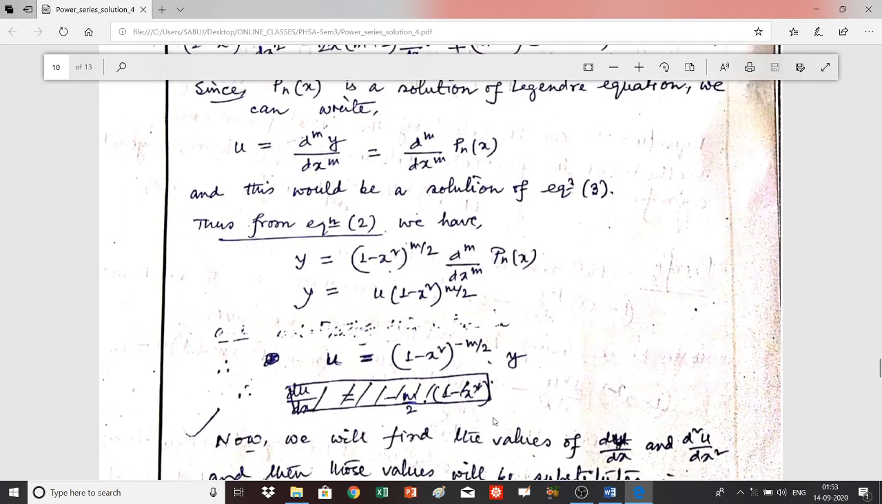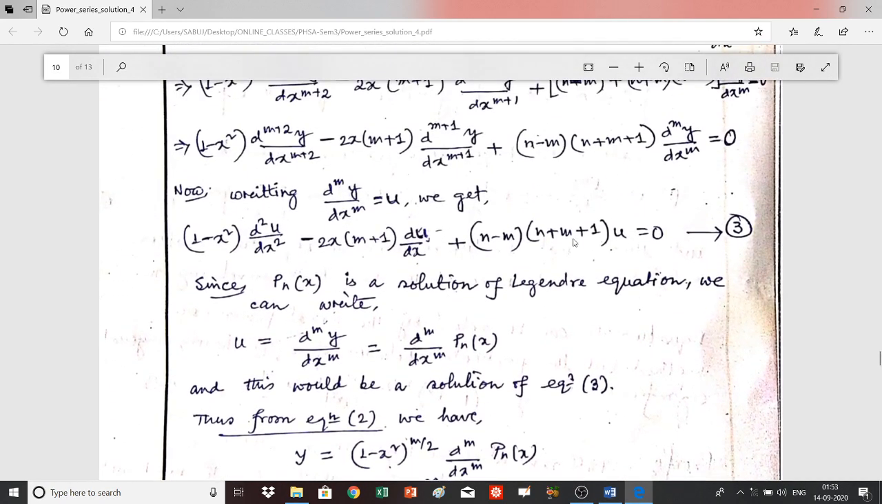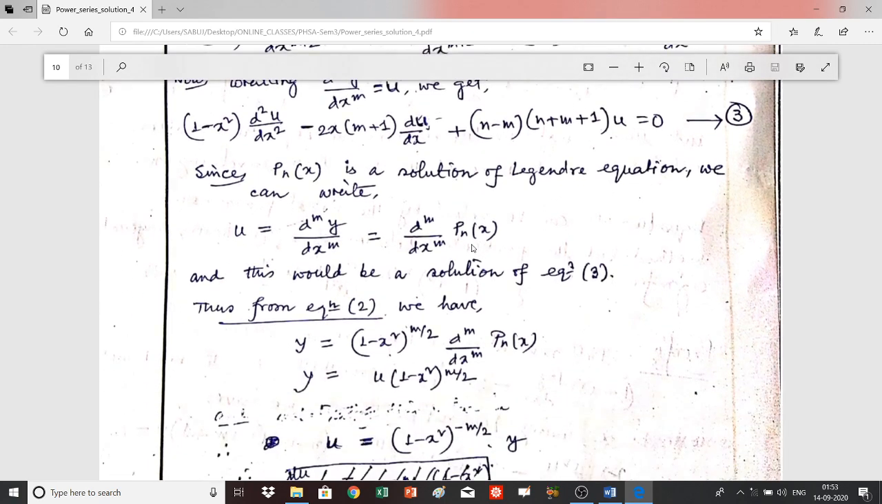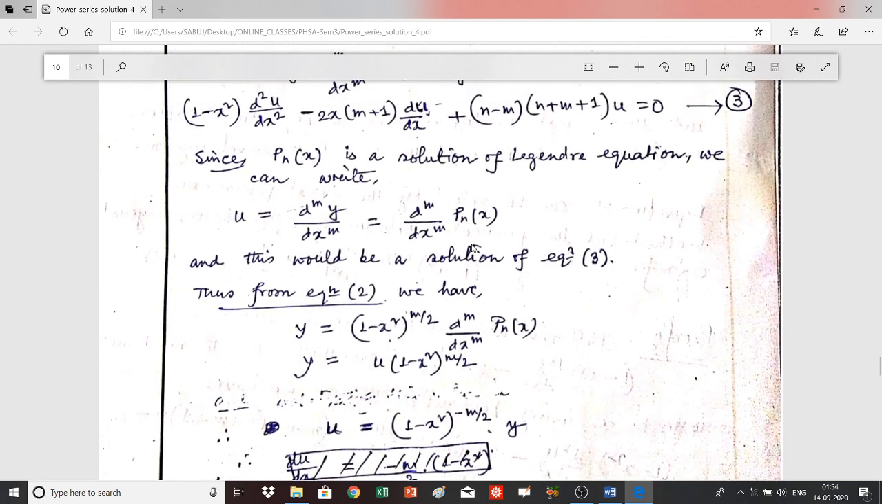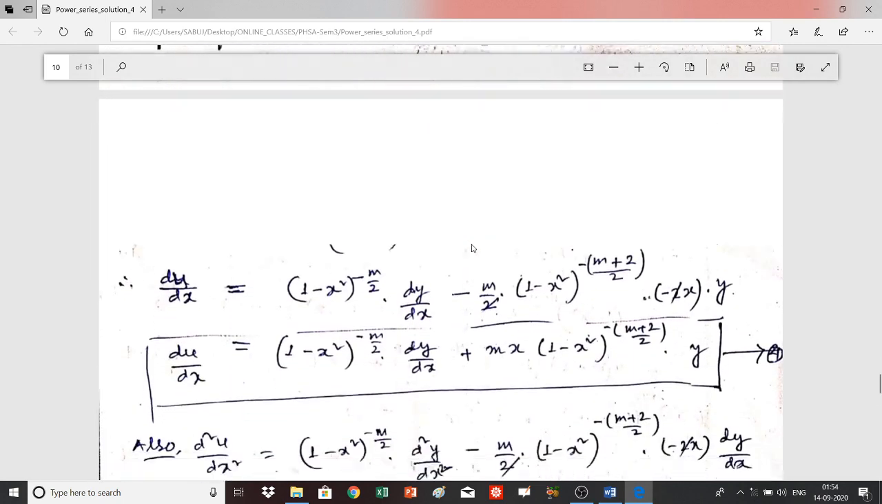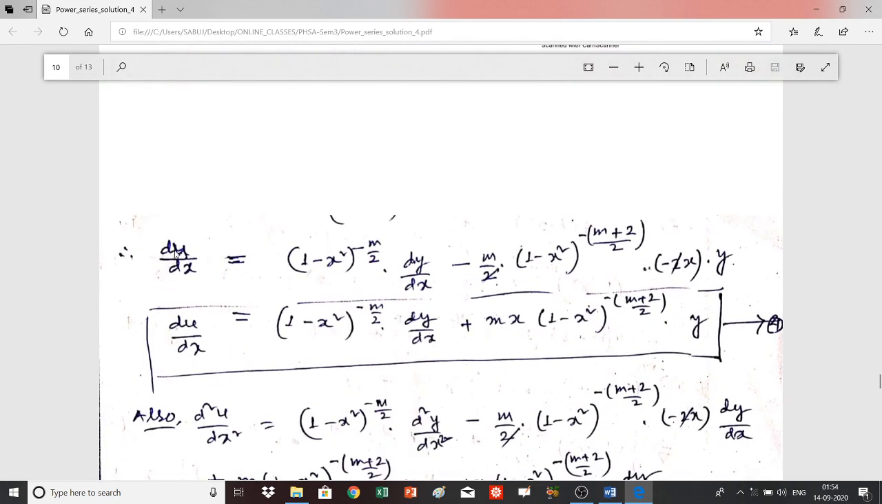Now to satisfy this equation, we have to substitute here the values of d2y by dx squared, du by dx and u also in this relation. If from this relation we finally get the Legendre equation, then we can easily conclude that y given by equation 2 is the solution of the associated Legendre polynomial equation.